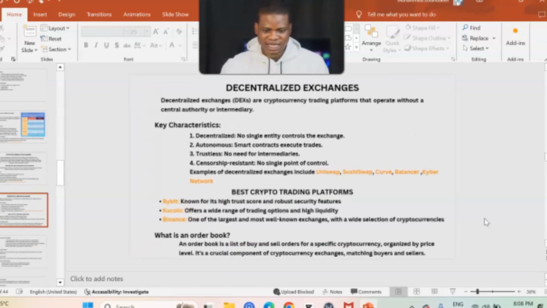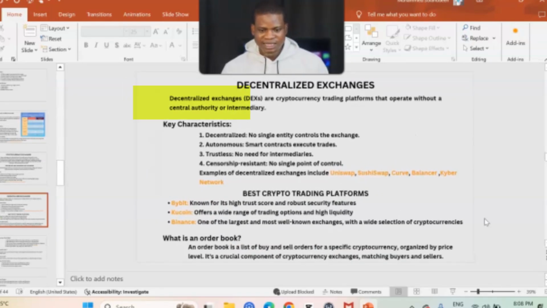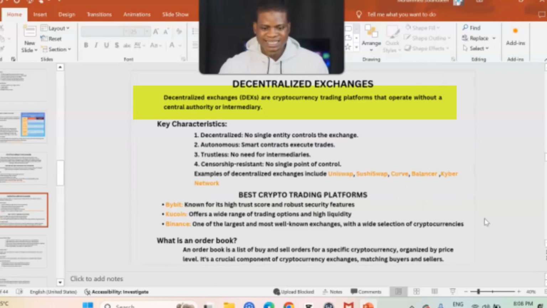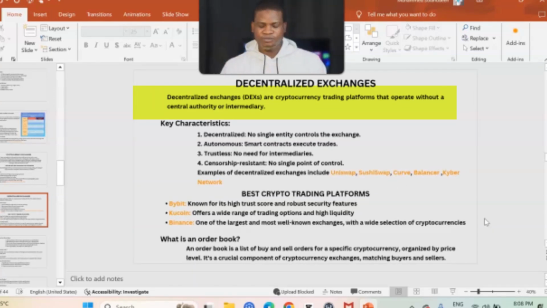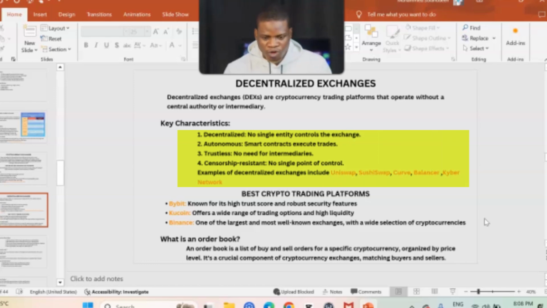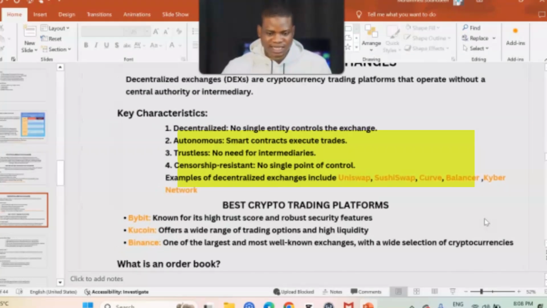Now we have decentralized exchanges. Decentralized exchanges are cryptocurrency exchanges or trading platforms that operate without a central authority or intermediary. That's the difference between CEX and DEX. Key characteristics: decentralized, no single entity controls the exchange. Autonomous, smart contracts execute trades. It is autonomous. Trustless, no need for intermediaries.